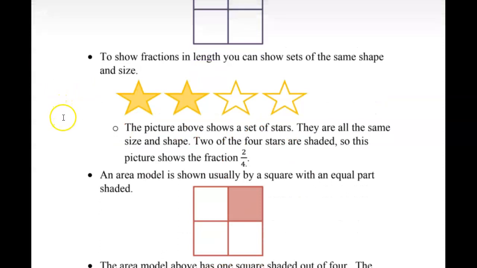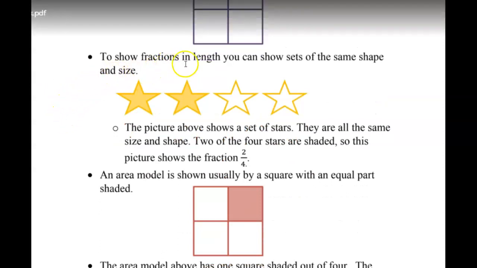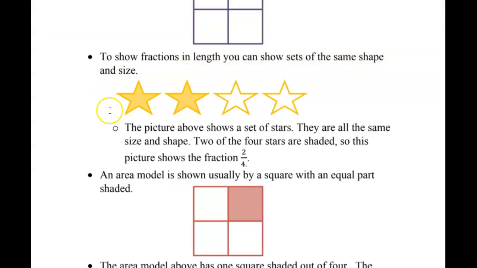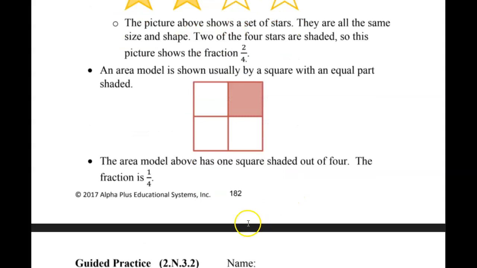Okay, let's look at these stars. To show fractions in length, you can show sets of the same shape and size. The picture above shows a set of stars. They are all the same size and shape. 2 of the 4 stars are shaded, so this picture shows the fraction 2/4.